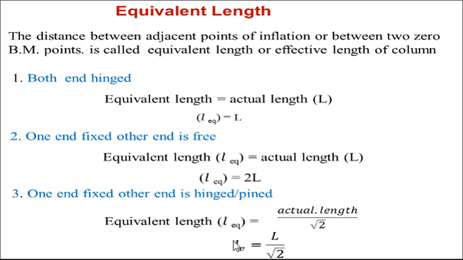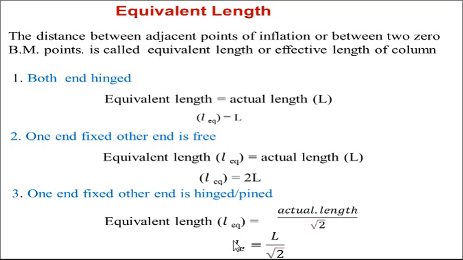Depending upon these end conditions, reaction components also exist. If you draw the bending moment diagram, you see that at the ends there are zero bending moments. If you find the distance between zero bending moment points, also called points of inflection, that length is called the equivalent length. Okay, so this is the definition of equivalent length.